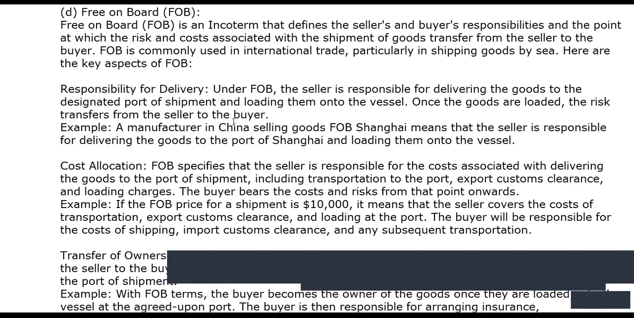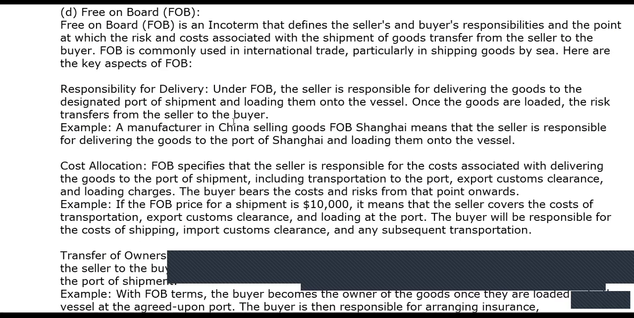For instance, a manufacturer in China is selling goods FOB from Shanghai. It means the seller becomes responsible for delivering the goods to the port. After the port, it is you, the buyer, who bears the risk of the goods. FOB also has a connotation of cost allocation. It implies that the seller will be responsible for all associated costs of delivering the goods to the point of shipment, including transportation, export customs clearance, and the loading charges. So the buyer only bears costs and risk from that point onwards.